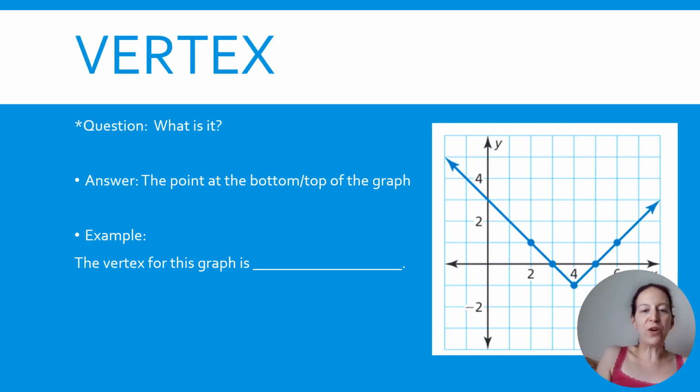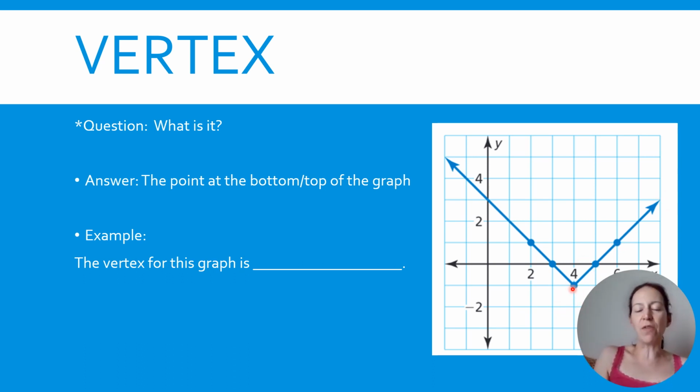Okay, so the vertex. The first question we have there is what is the vertex? The vertex is the point at the bottom or top of the graph. If you think back to geometry, the vertex of an angle is where two rays meet. What we have here is a ray with an endpoint, and the ray is going this direction, up and to the left. And then we have a ray over here that is going up to the right, and the vertex would be the shared endpoint of the rays.